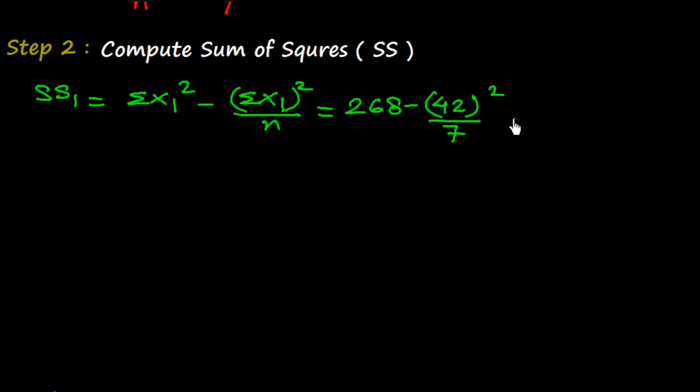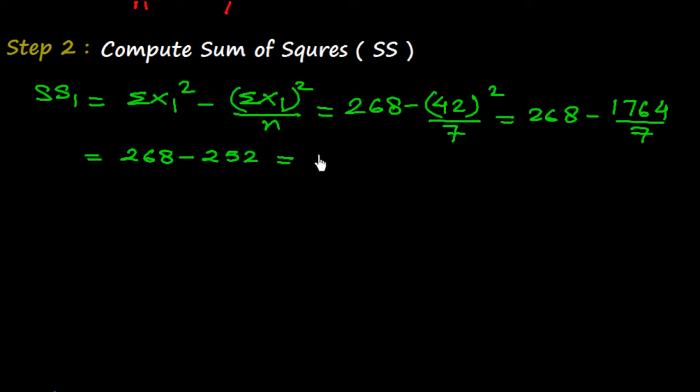So we simplify this. 268, if we take the square of 42, it would be 1764 and divided by 7. Here we get 268 minus 1764. If we divide by 7, we get here 252, and finally we get here 16. So this 16 we have got here. So this is our SS1.